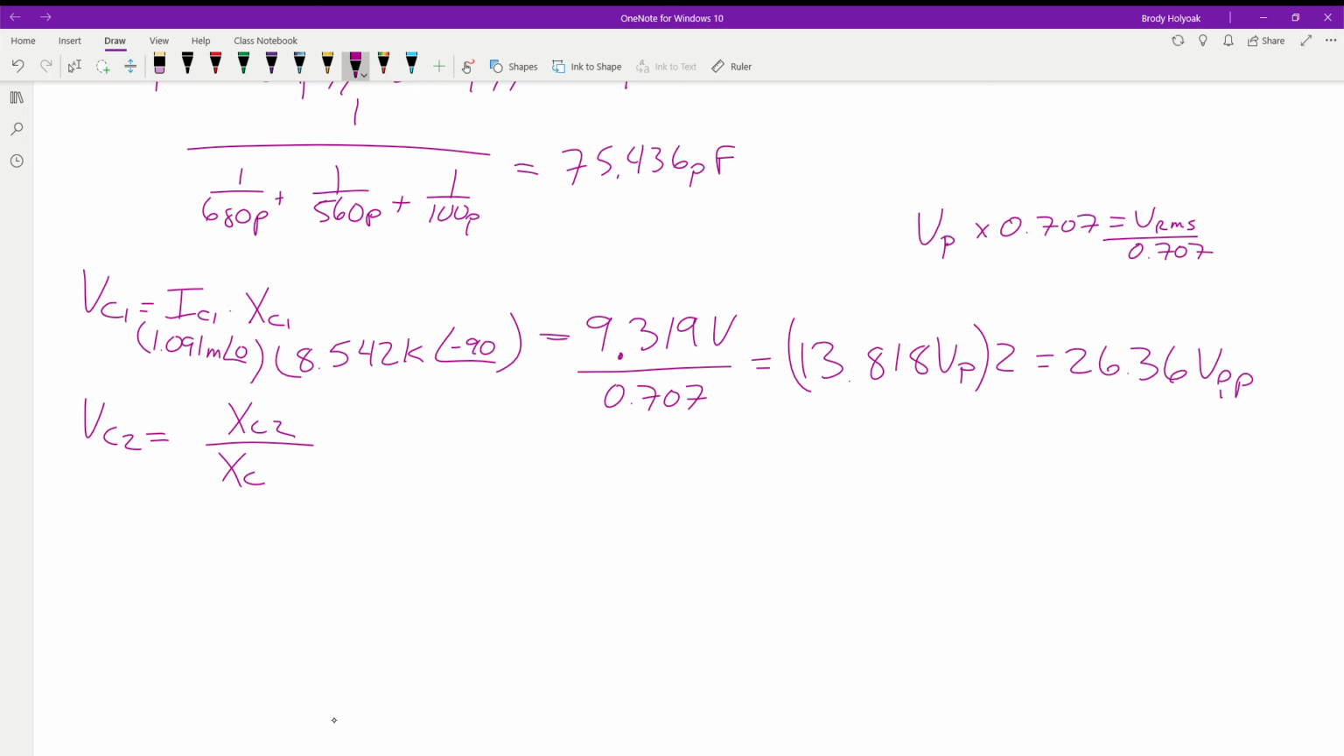10.37K over 76.998K. Multiply that by 84. You get 11.313. So then you divide that by 0.707. Multiply that answer by 2. You get 32.003 volts peak to peak.